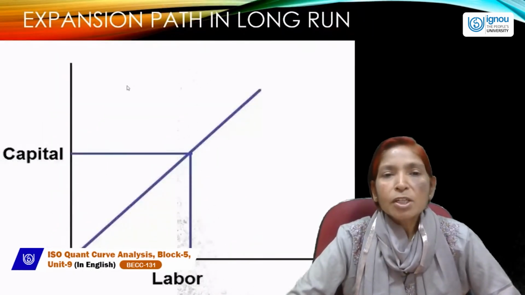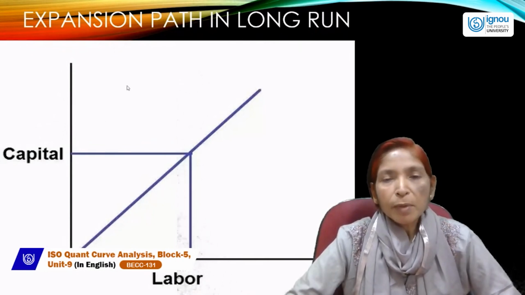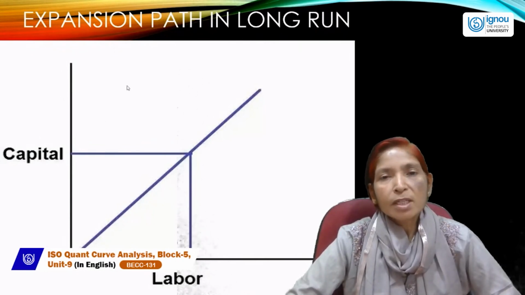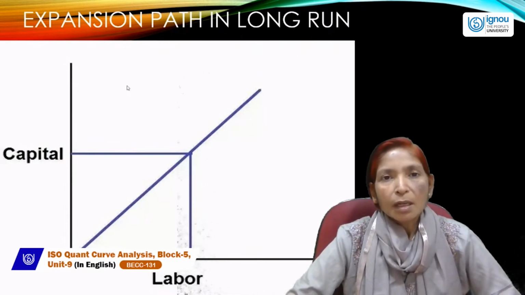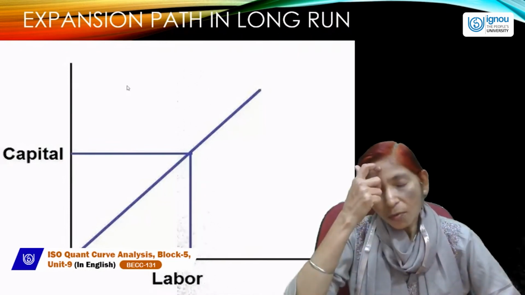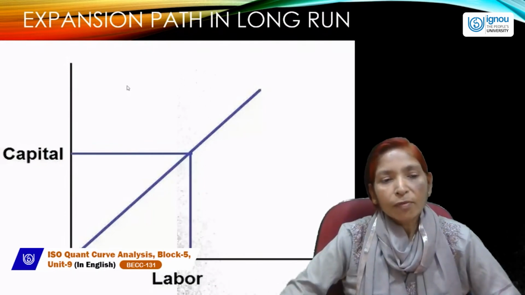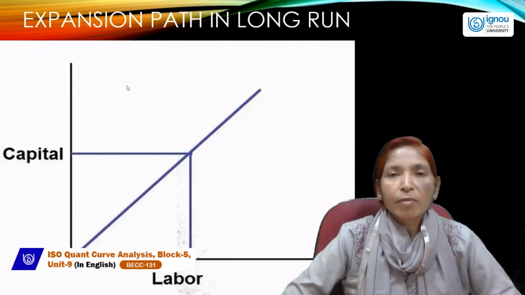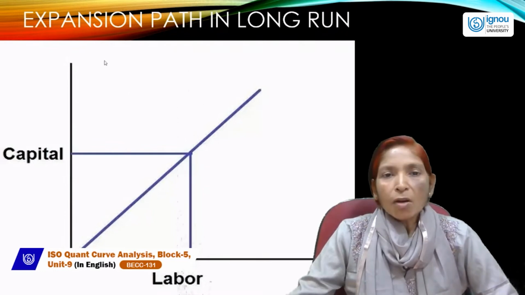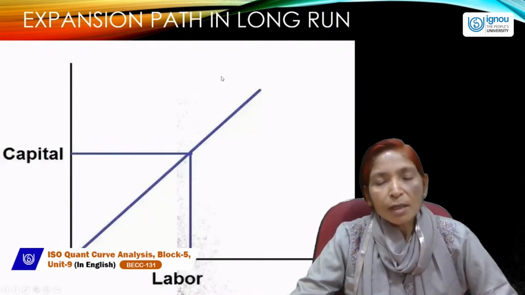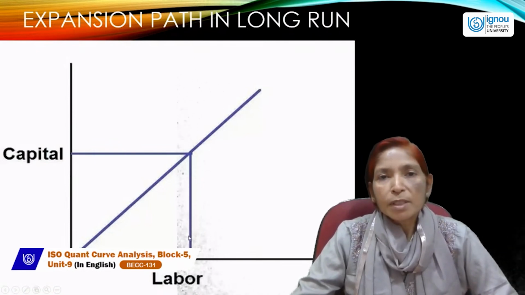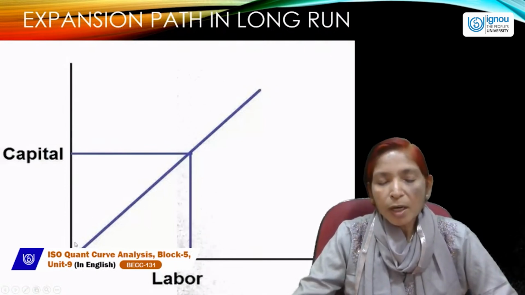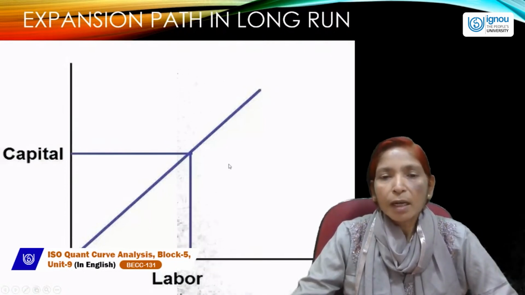Now next is the expansion path. The expansion path shows the locus of different factors of production, like inputs labor and capital, in the long run and in the short run. How can we get different levels of input for different levels of output? In the long run, you know that all factors of production are variable. So in the long run, we can increase both inputs, labor and capital, in the same proportion. So the expansion path will be a 45-degree line.